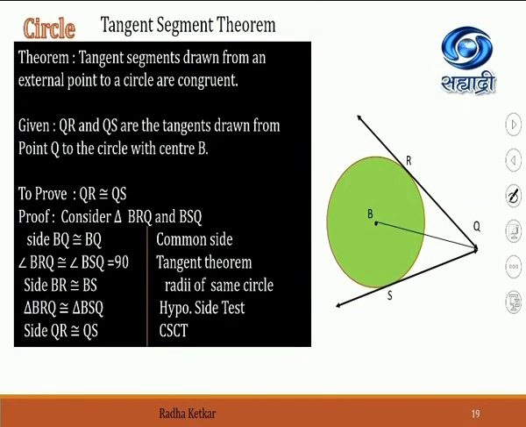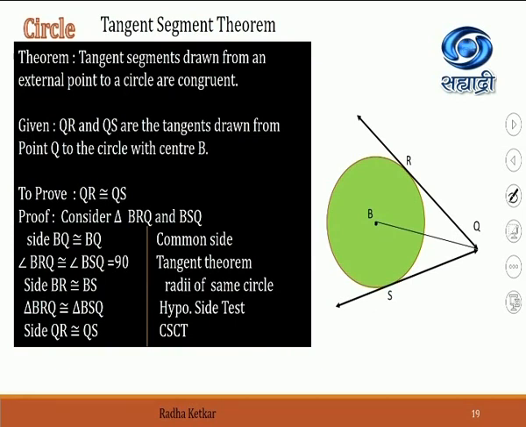Let us start with the next theorem, the tangent segment theorem. Look at the statement: tangent segments drawn from an external point to a circle are congruent. Now you can see which is the point which is outside the circle and from which we are going to draw the tangents. For the given figure, the point is Q. You can see QR and QS are the tangents drawn.